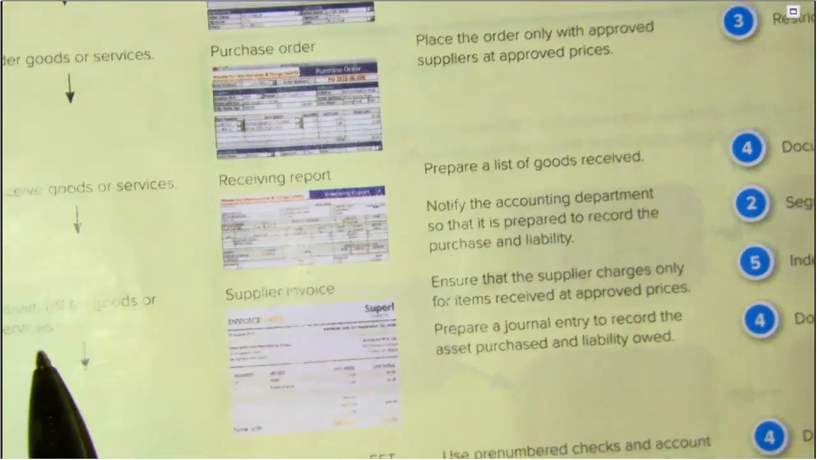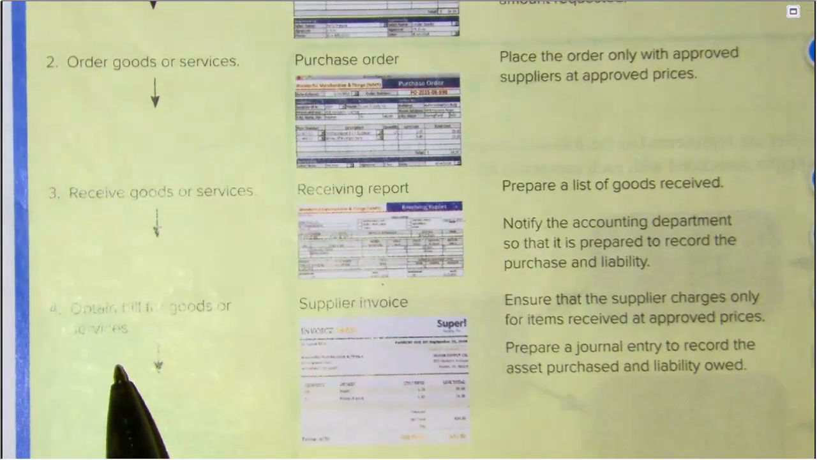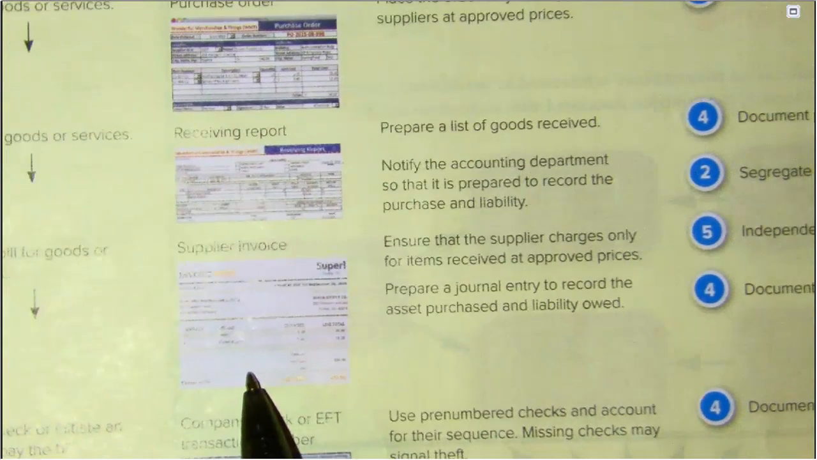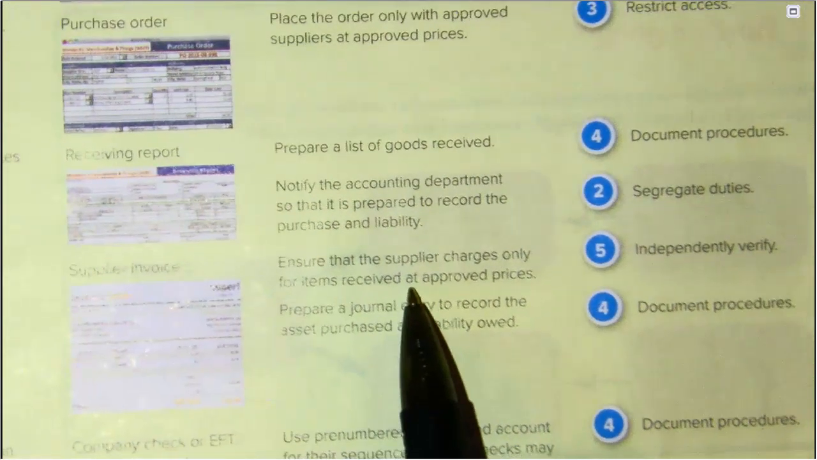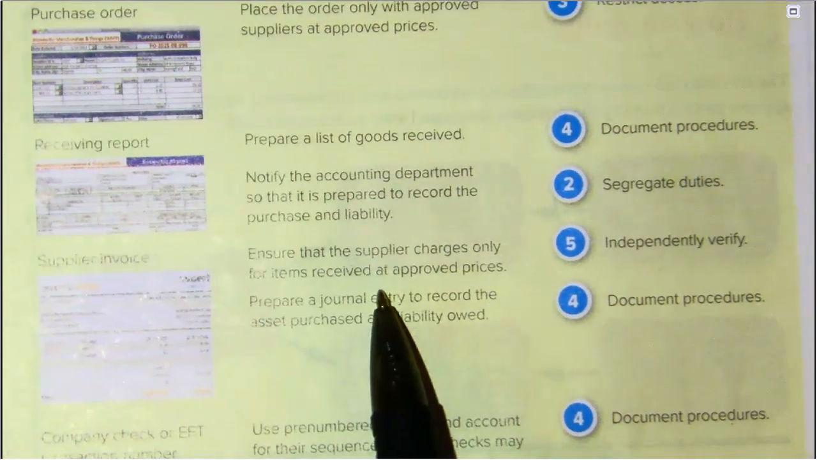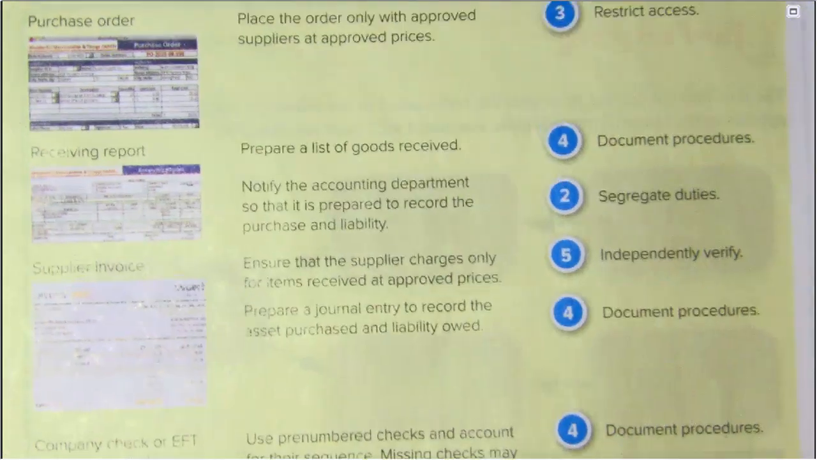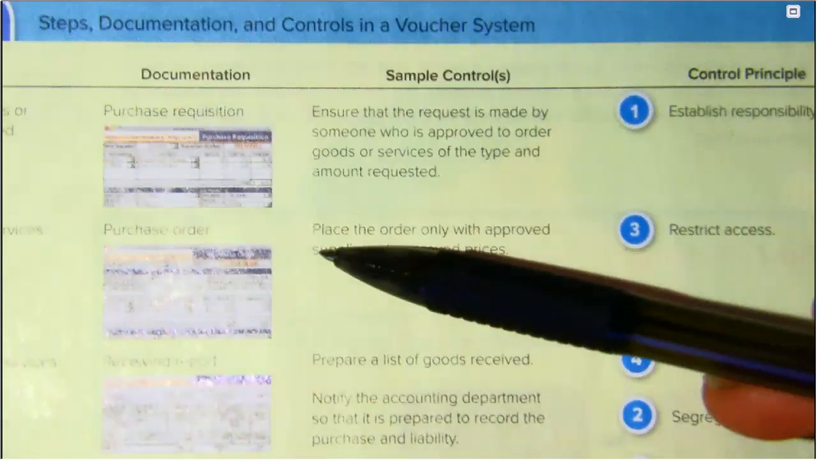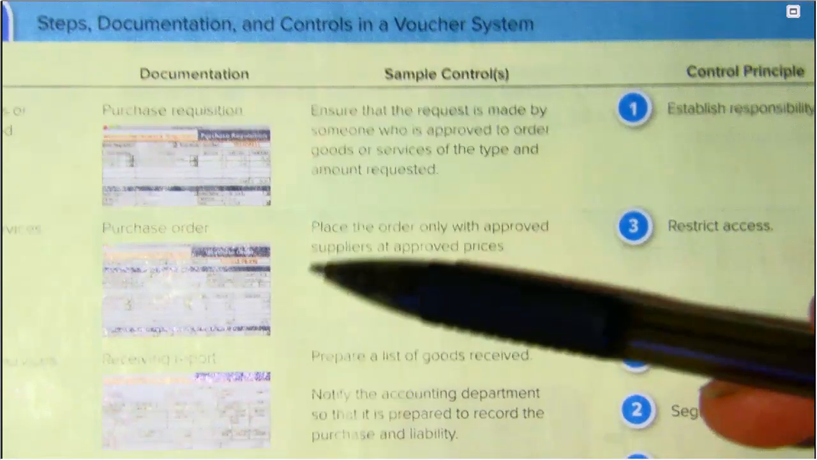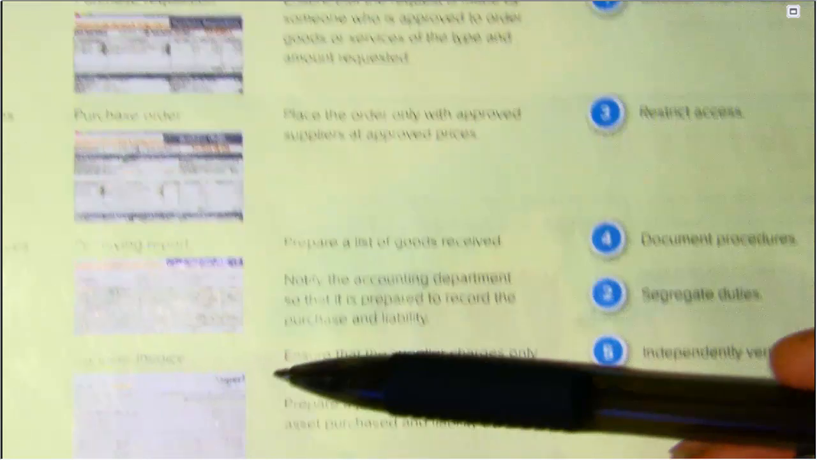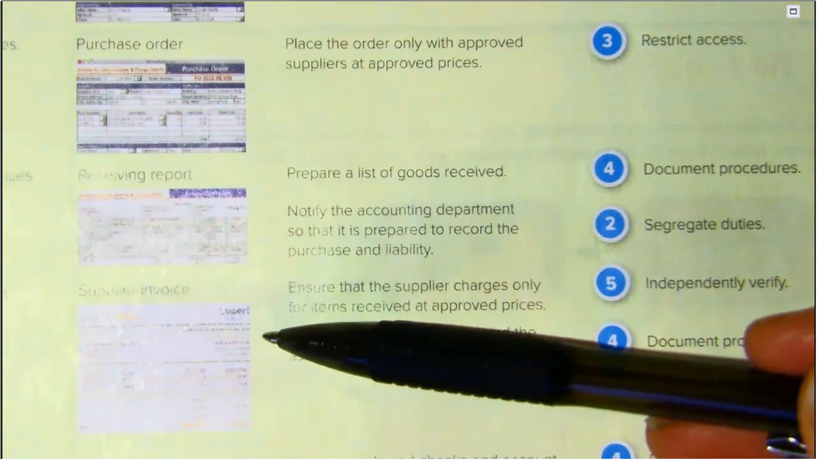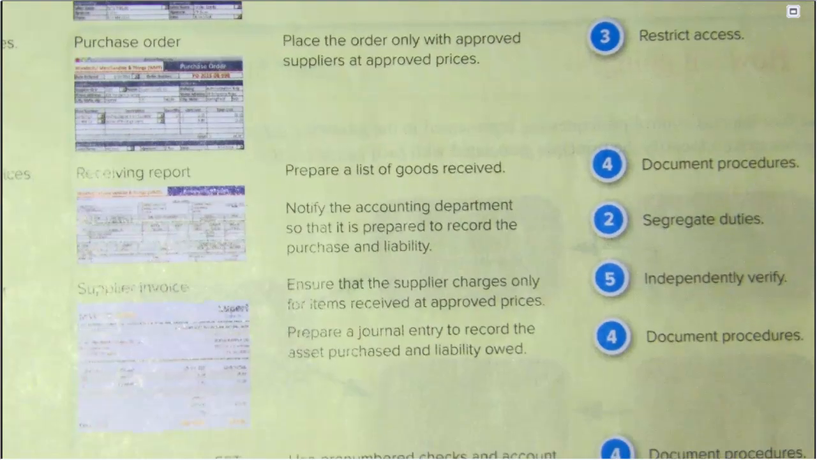Let's see, we've got step number 4, and that's obtaining the bill. Once the goods are received, the supplier sends out a bill, and there's our supplier invoice. And we check this to make sure the supplier is charging only for the item that is received. So the accounting department independently verifies all by comparing what was ordered on the purchase order to what was received to what is being billed, so the company is not paying for something erroneously.